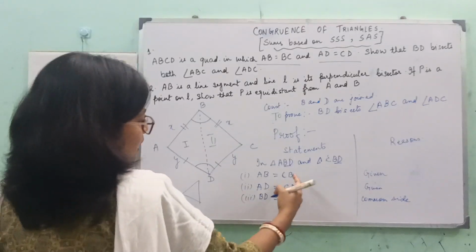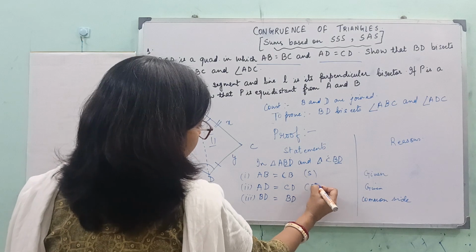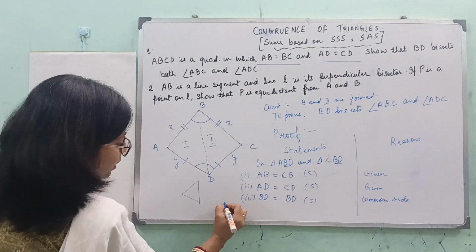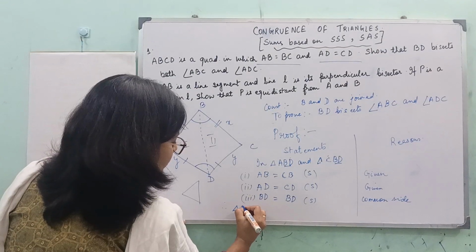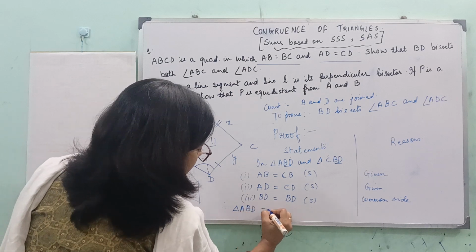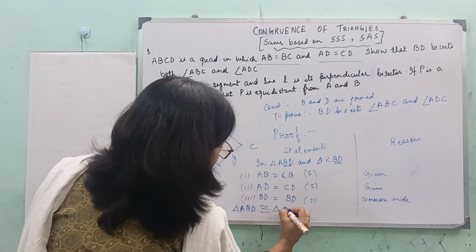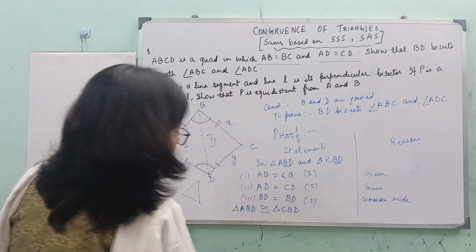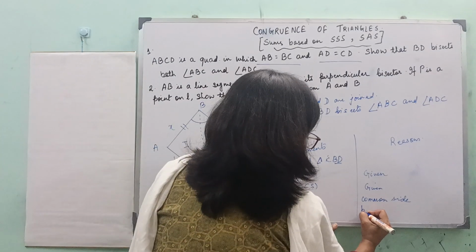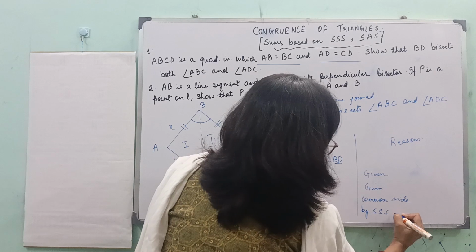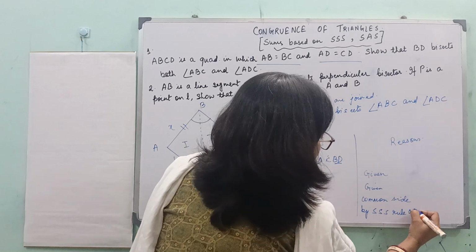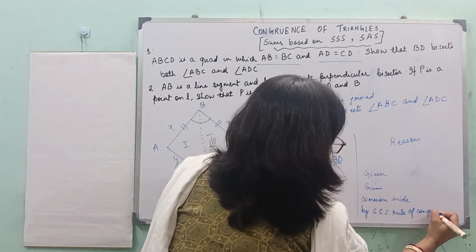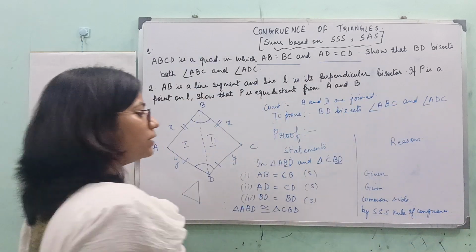Alright. So we can see that this is a side, this is again a side, again a side. So therefore triangle ABD is congruent to triangle CBD by which rule? By side, side, side rule of congruence. The congruency part is done.